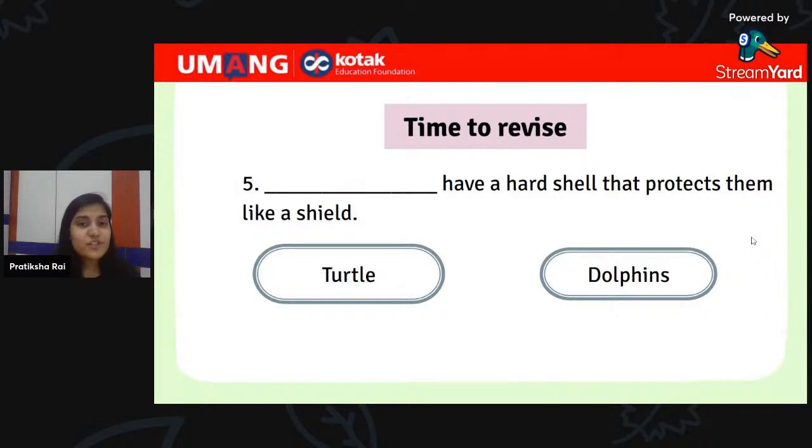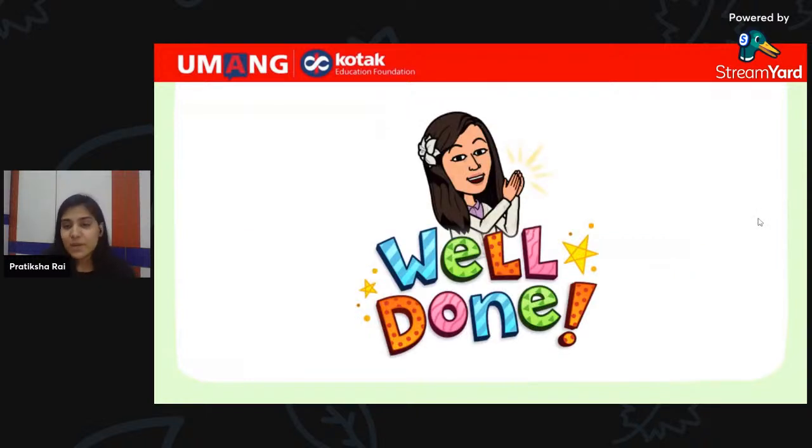Let's look at the next one then. Dash have a hard shell that protects them like a shield. Is it turtle or dolphin? Carefully type it in the chat box. Think about it and tell me what has a shield, like a hard shell to protect them. Yes, the correct answer is turtles. So type: turtles have a hard shell that protects them like a shield. Okay, that's great. Well done, everybody.